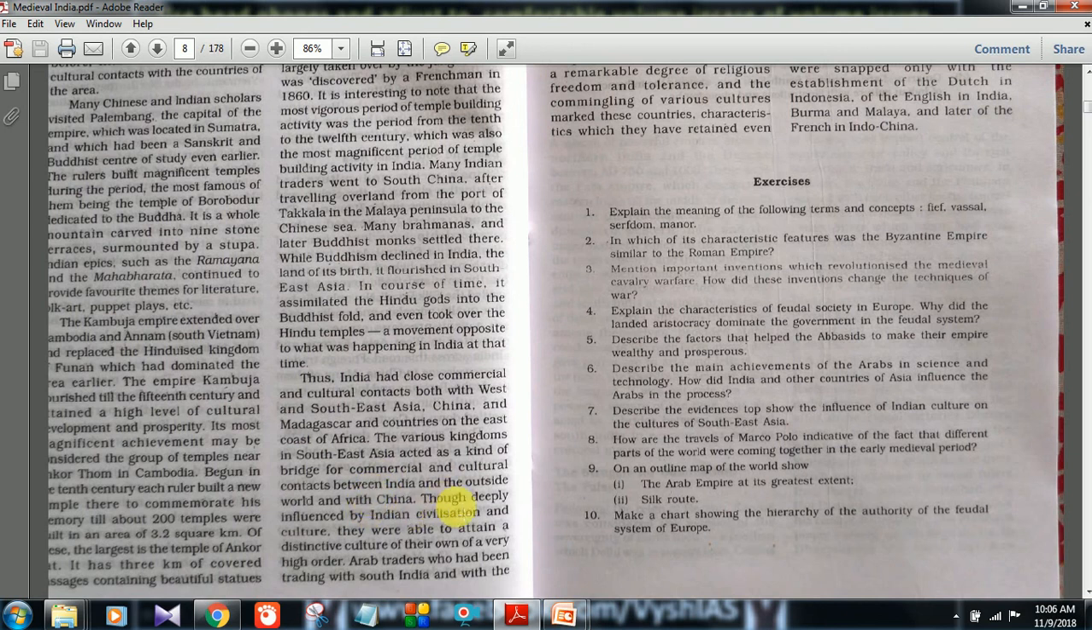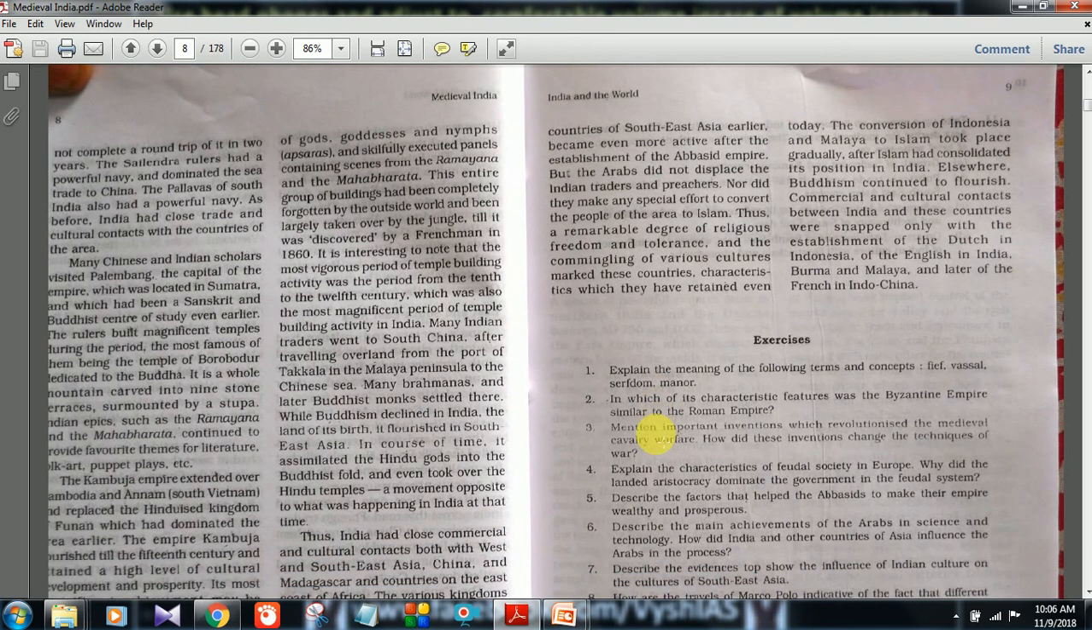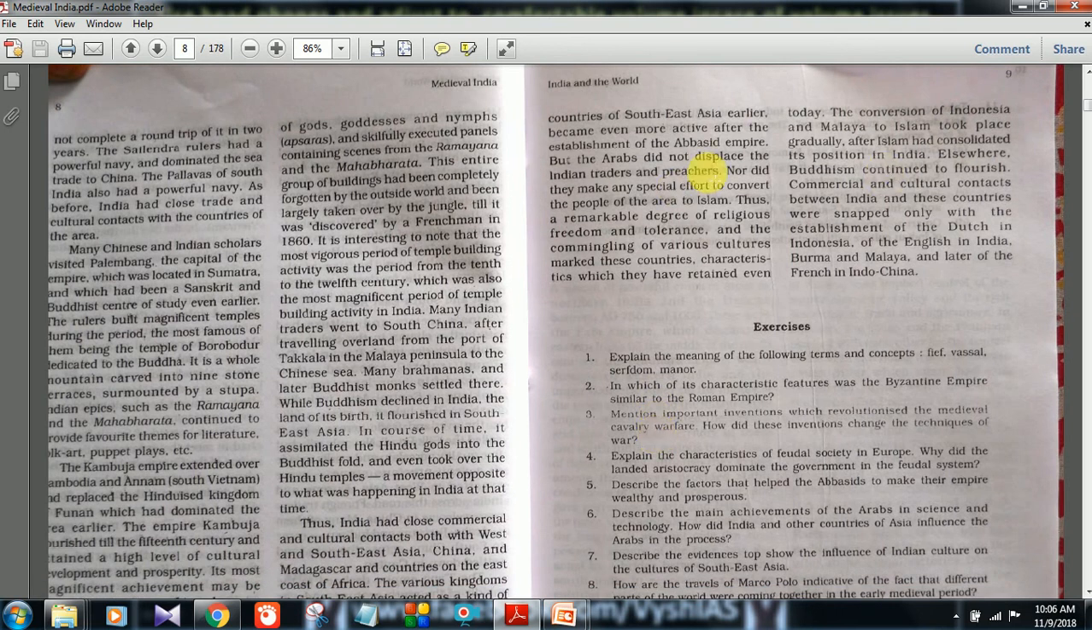Though deeply influenced by Indian civilization and culture, they were able to attain a distinctive culture of their own, of a very high order. Arab traders who had been trading with South India and with the countries of Southeast Asia earlier became very active after the establishment of the Abbasid Empire. But the Arabs did not displace the Indian traders and preachers, nor did they make any special effort to convert the people of the area to Islam. So at that time there is no forced conversion or anything. They are just coming, trading, and then any kind of people who are ready to work will be hired. In different places, they will be allotted into different sections.